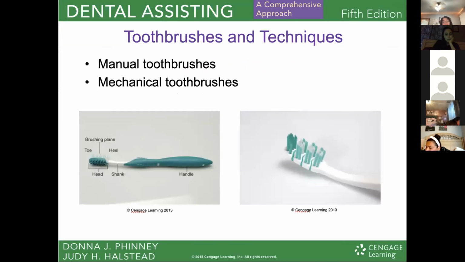Okay, good job. So the dental assistant should know the proper techniques and methods for brushing and be able to teach the patient these techniques and methods. The dental assistant must be familiar with the motions of the mechanical toothbrushes. So some of them are reciprocating, or they go back and forth. Some of them are orbital where they spin. Some of them vibrate like a Sonicare. Some of them are elliptical or a combination of two or more of these.